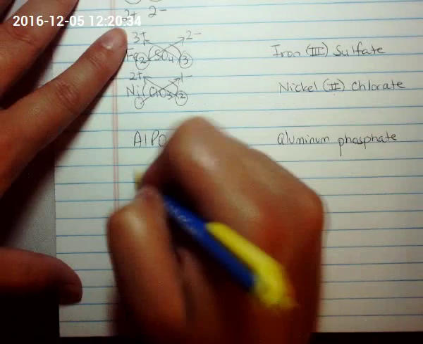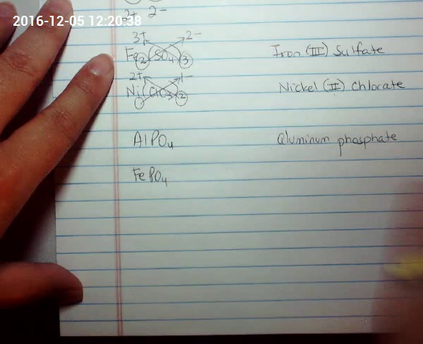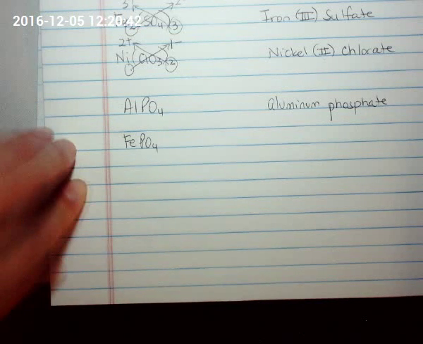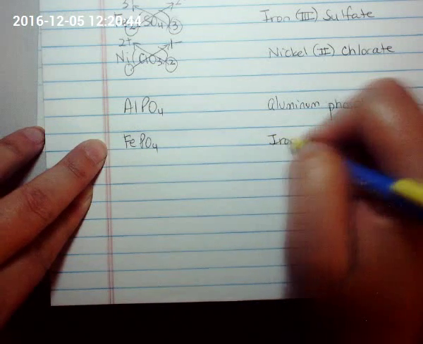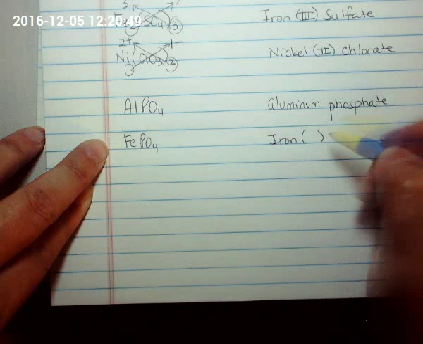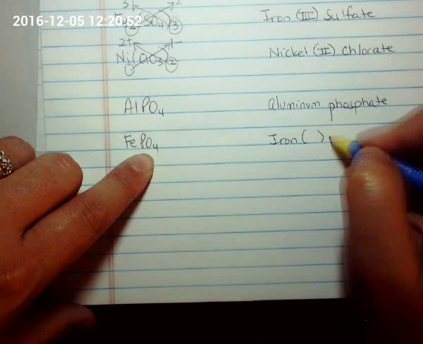What about this? FePO4. That's iron. Do I need a Roman numeral? Yes. What is it? And what's PO4 called? Phosphate. No, it's not one.